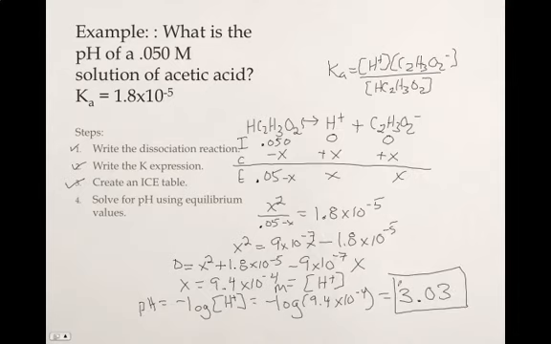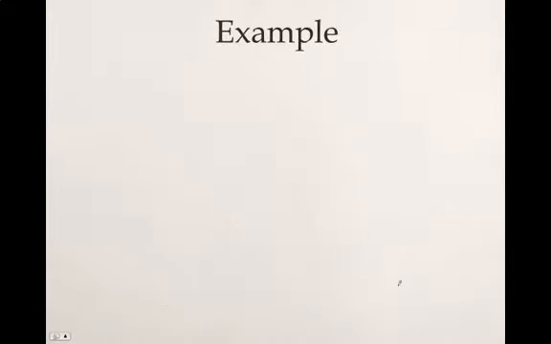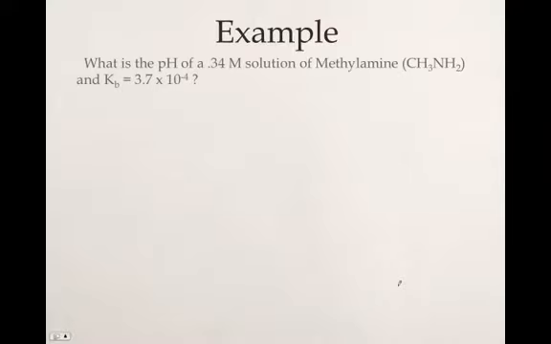Now we're going to give you an opportunity to solve out a base one in your group. So after you get this copied down, pause the video, work it out, and then come back for the answer. So what is the pH of a 0.34 molar solution of methylamine, which has a formula of CH3NH2? And the Kb is 3.7 times 10 to the negative fourth.